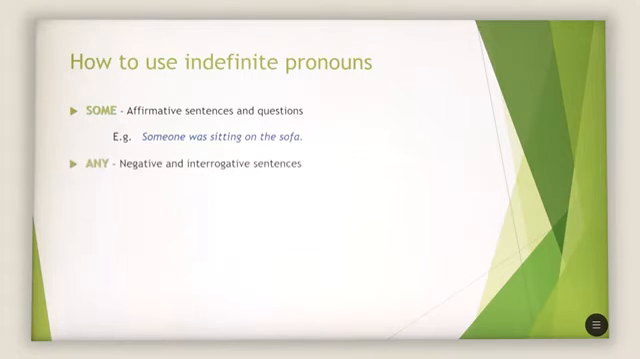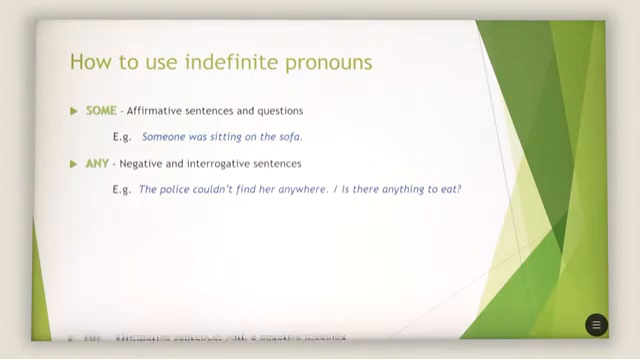We use any in negative sentences with a negative verb and interrogative sentences. For example, the police couldn't find her anywhere. Is there anything to eat?